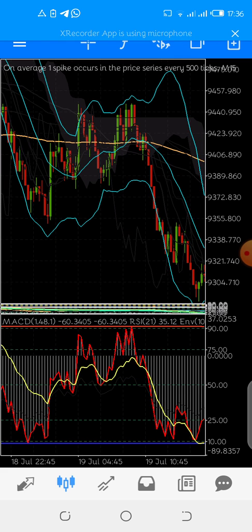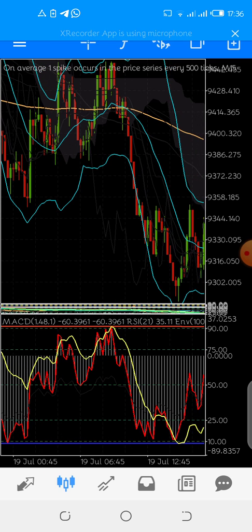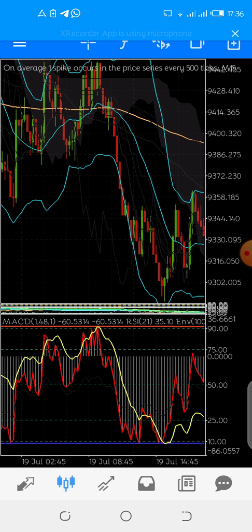Okay, it touched again the second time, it spiked, but we are still in the same area, and then the MACD left the same area and went up, but the moving average is still remaining in the same area.